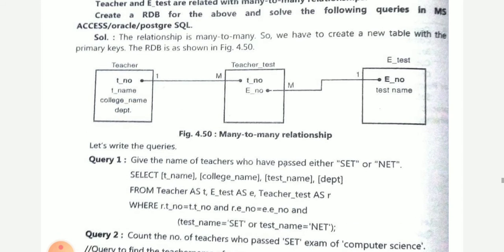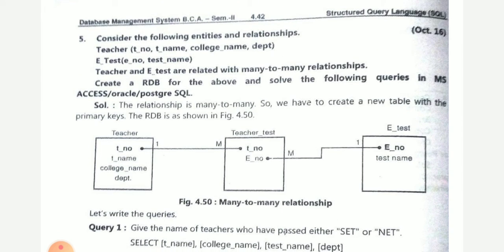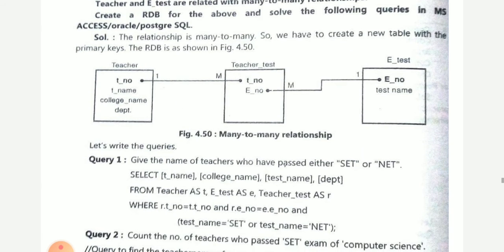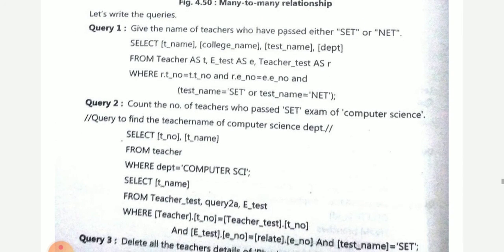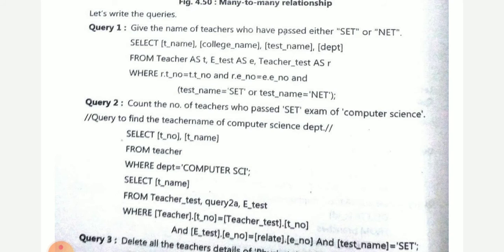Okay, see here, consider the following entities and relationship: teacher and test, and teacher and E test, related with many to many relationship. Now we have to create a relational database for the above and solve the following queries in SQL. Query 1: give the name of teachers who have passed either SET or NET. Suppose we have to find the teacher names who are passing SET or NET.